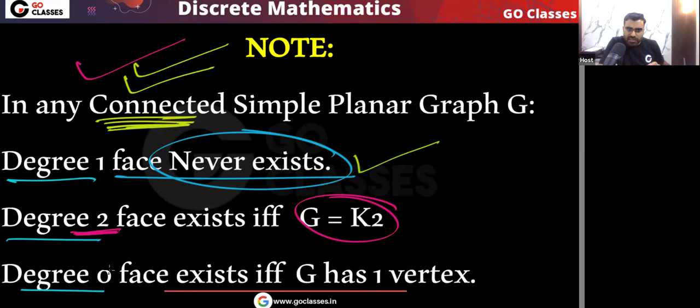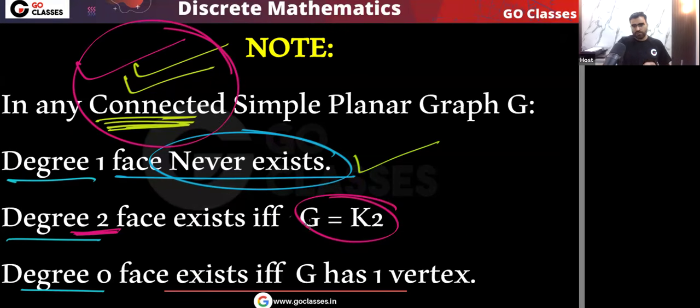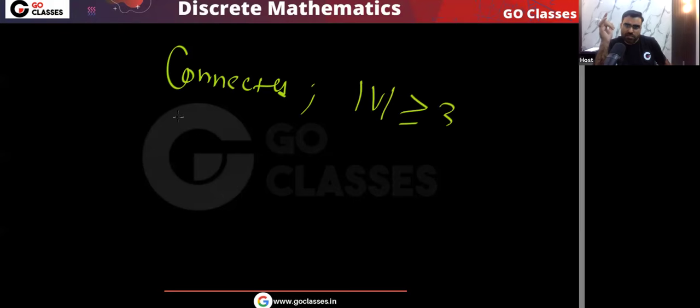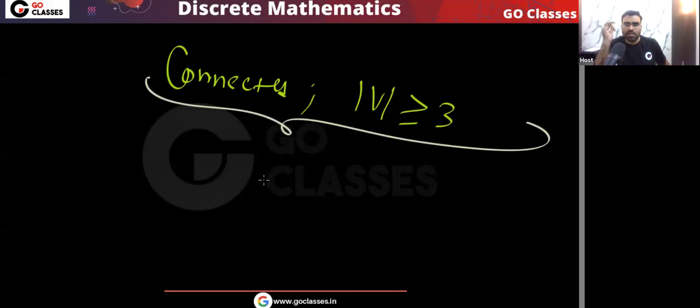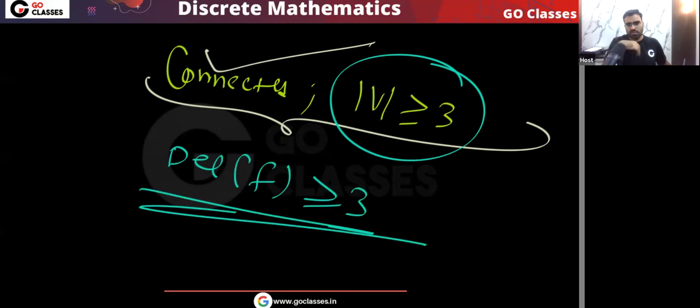Similarly, if you are talking about a connected graph, then degree 0 face will exist if and only if G has one vertex. Let me tell you the conclusion. Let's assume you have a connected graph with at least 3 vertices. Now what will happen? Remember, the degree of every face will always be greater than or equal to 3.